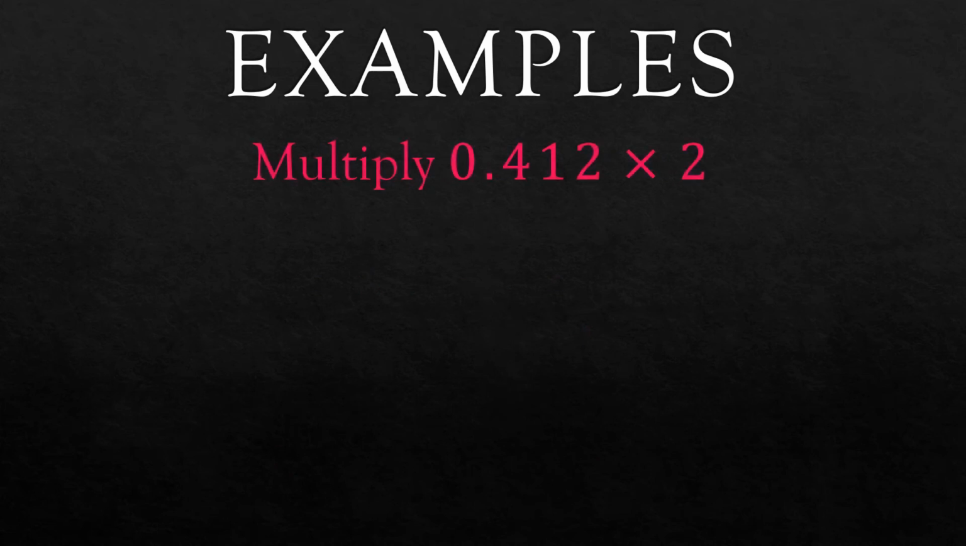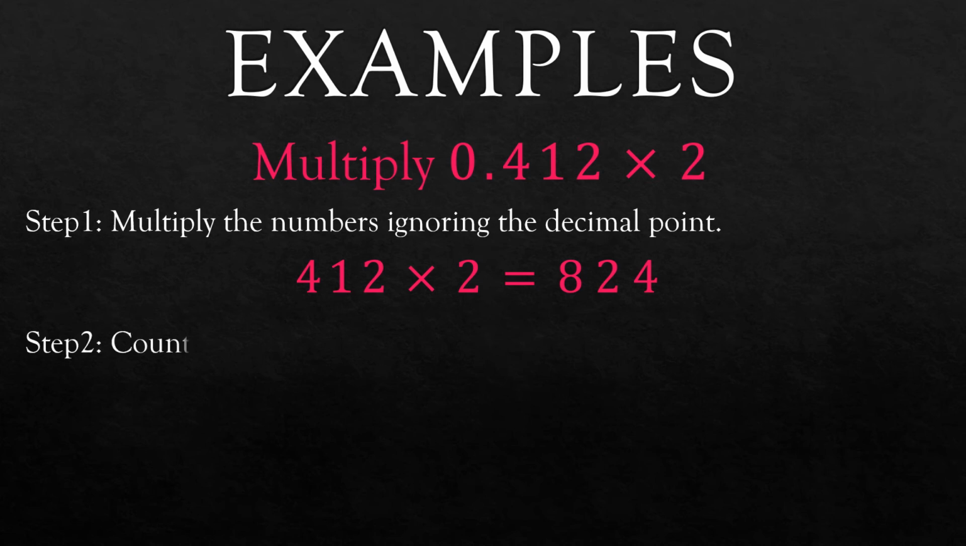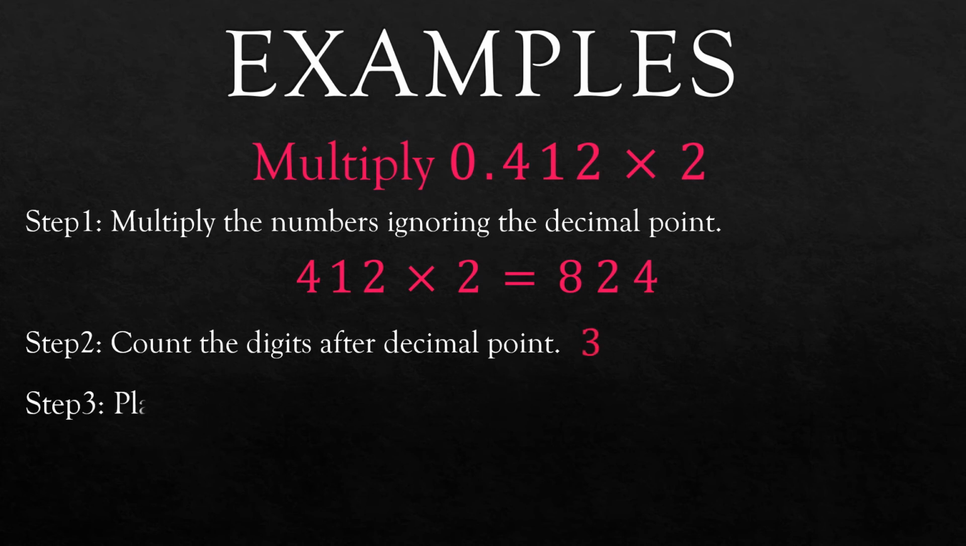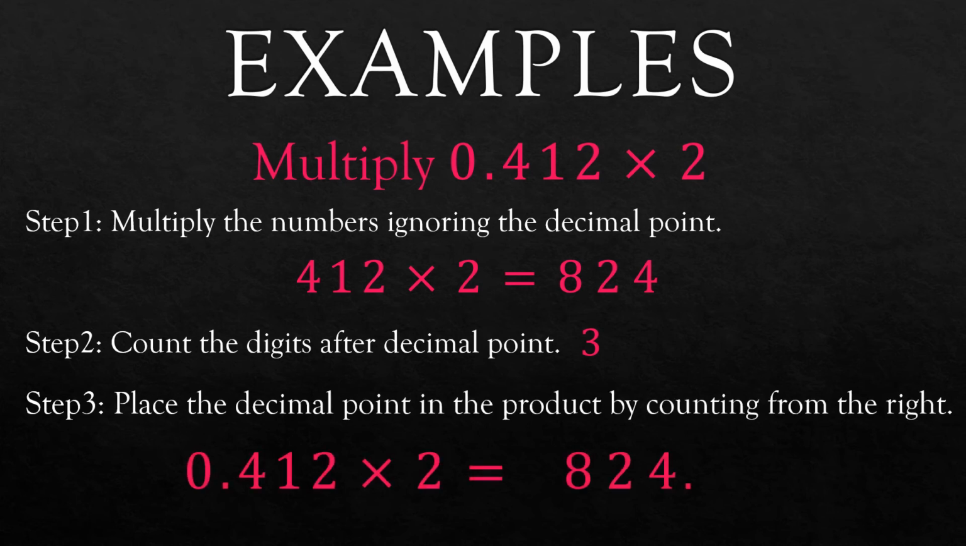Let us solve one more example. 0.412 multiplied by 2. Step 1. Multiply the numbers ignoring the decimal point. 412 multiplied by 2. 2 2s are 4, 2 1s are 2 and 2 4s are 8. So the answer is 824. Step 2. Count the digits after decimal point in 0.412, which is 3. Step 3. Place the decimal point in the product by counting from the right. Count the digits 1, 2, 3. So the answer is 0.824.